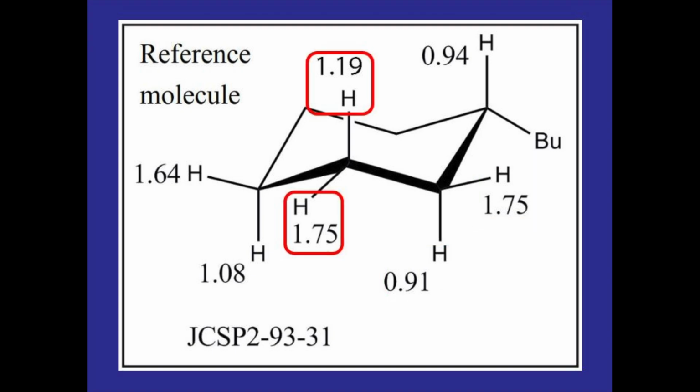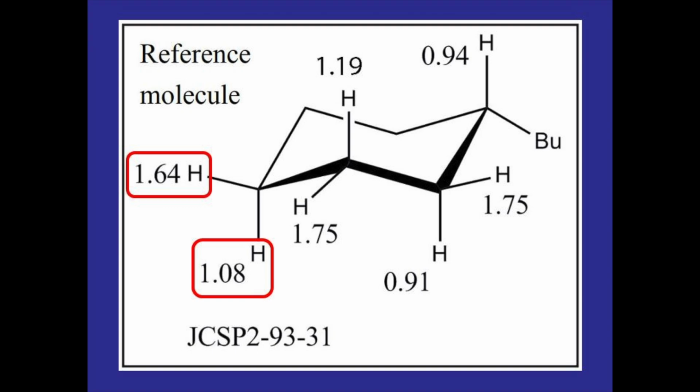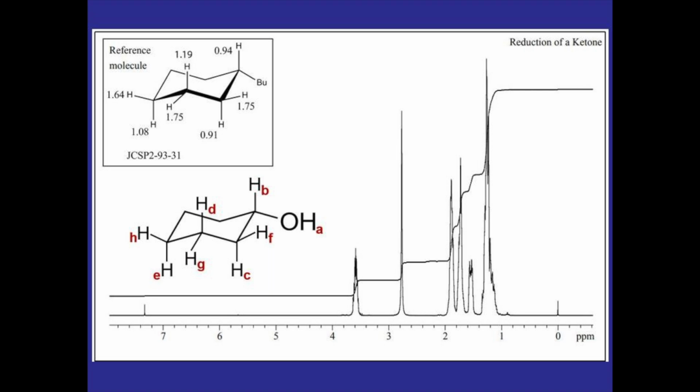And if we look at each pair of hydrogens, we can see that every single time the equatorial one is more deshielded than the axial one. So when analyzing our product, we can assume the same thing will happen, that all of the equatorial hydrogens will be more deshielded than the axial hydrogens attached to the same carbon.